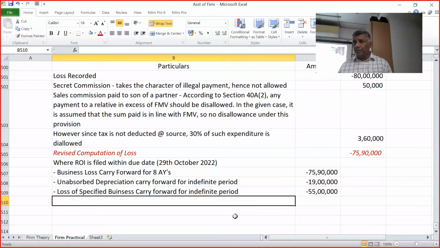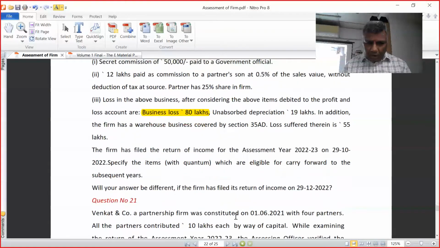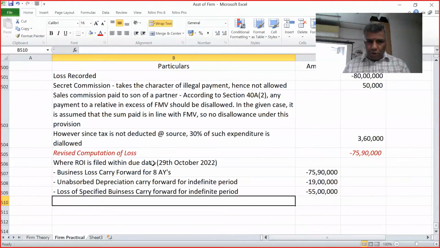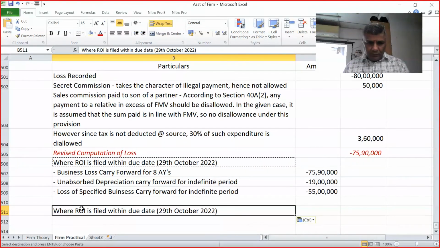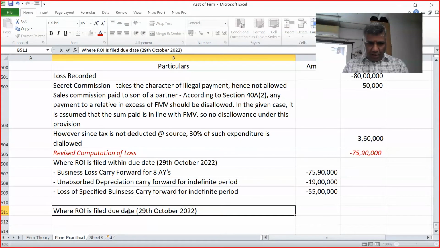Am I clear? Okay. The second part of the question asks, what will be the position if ROI is filed on 29/12/2022? It's filed after due date, that is 29th December 22.